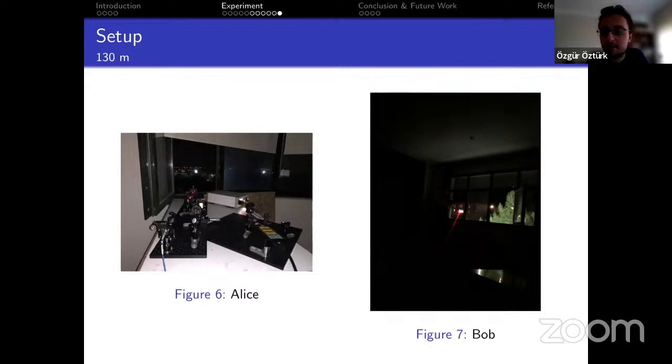So we did the experiments at night. Before the measurements, it took hours of work to align the optics. And we were able to see the beam wandering effect. The laser beam was fluctuating significantly. We were able to see it with our eyes. So that's it.